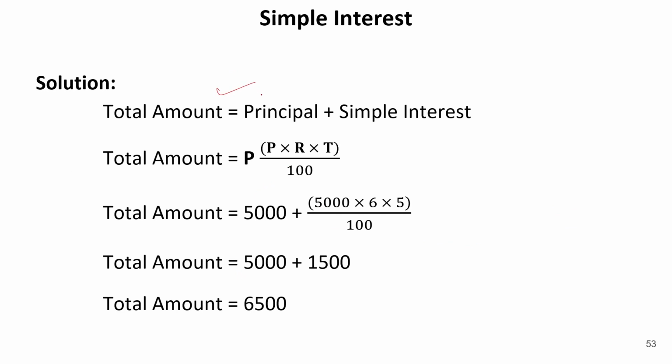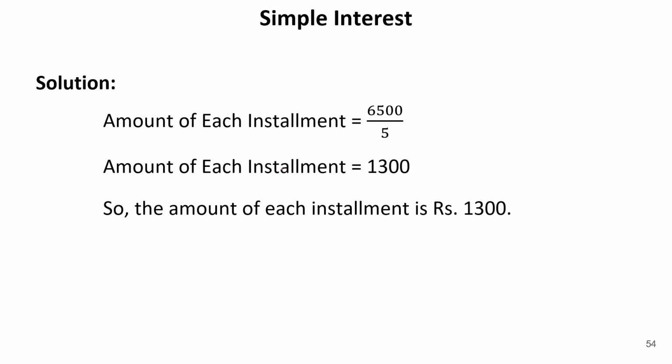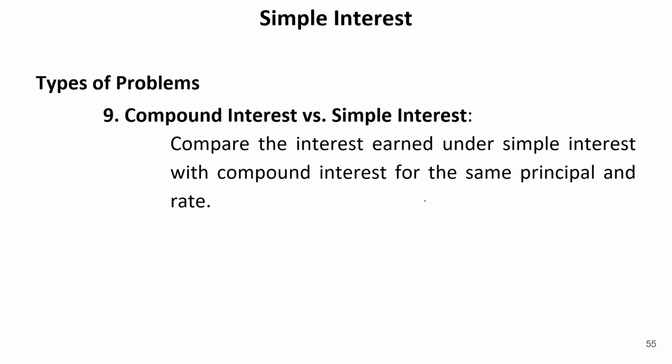So total amount is equal to what? Principal plus simple interest, so P plus PRT by 100. So total amount will be 5,000 plus 5,000 into 6 into 5 by 100, right? Cancelling out, we are left with 1,500 as simple interest. So it will be 6,500. So the amount of each installment will be 6,500 by 5, which is equal to 1,300. So the amount of each installment will be 1,300.